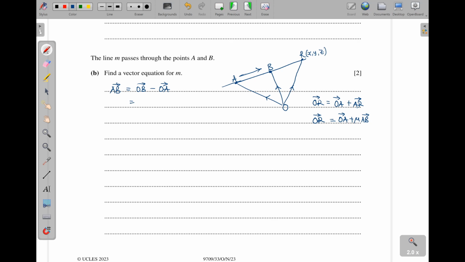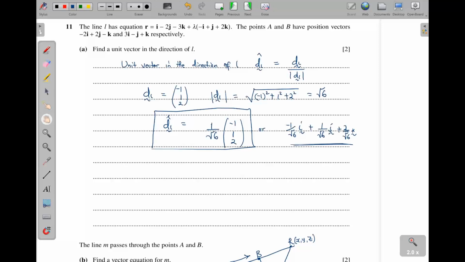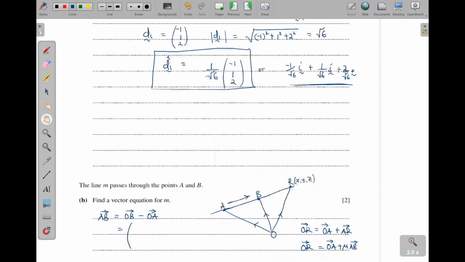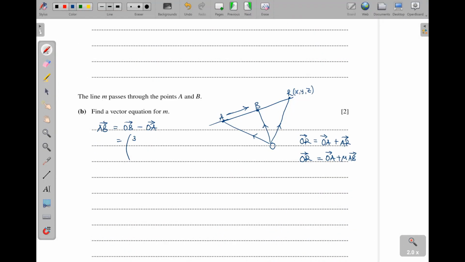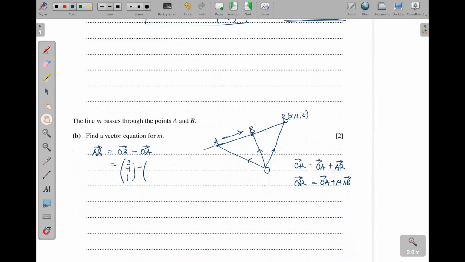So what is our OB? Our OB is given as (3, -1, 1). And then our OA is given as (-2, 2, -1). So when I subtract these, of course, 3 minus -2 will give us a 5. Then -1 minus 2 is -3. And then 1 minus -1 will give us a positive 2.